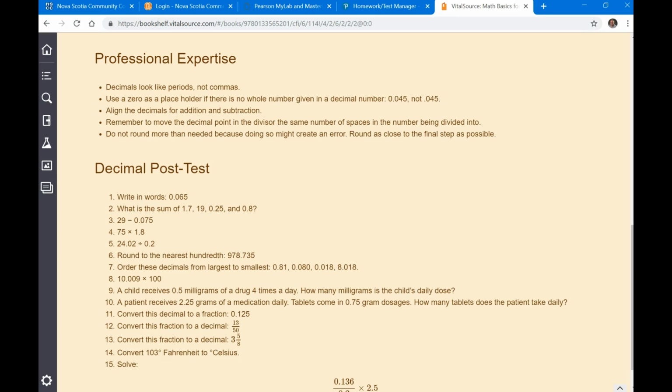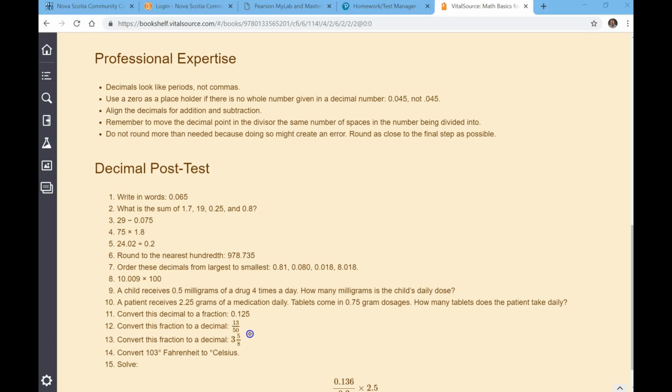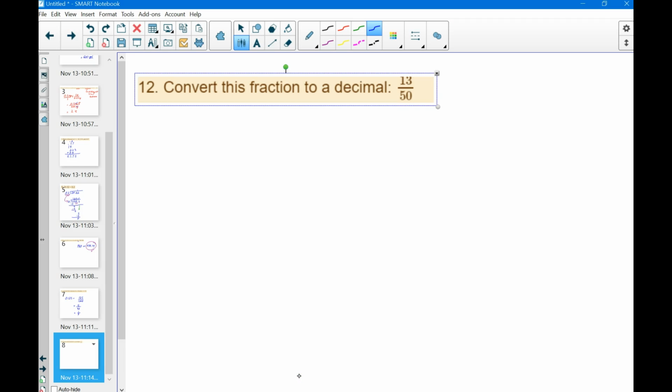Let's get it into a fraction. Let's do this one. Convert this fraction into a decimal. You really want me to do that? Honestly, there's no way. Oh, look at the time. You gotta go. So we took it and turned it into a fraction.